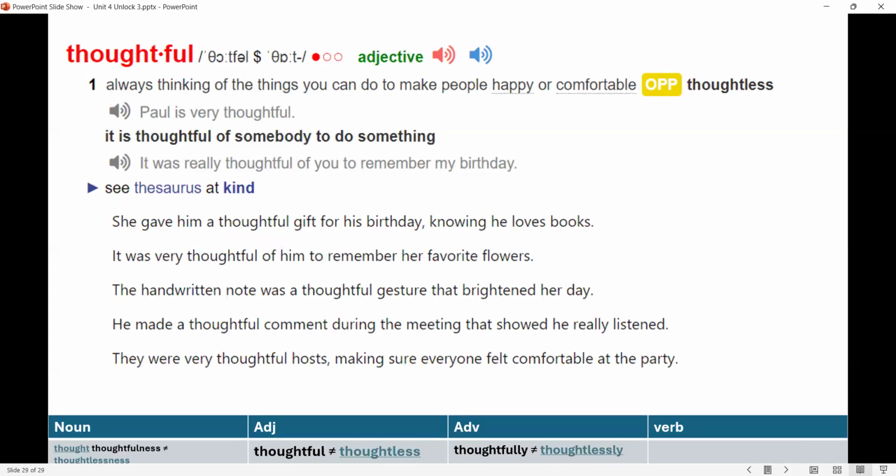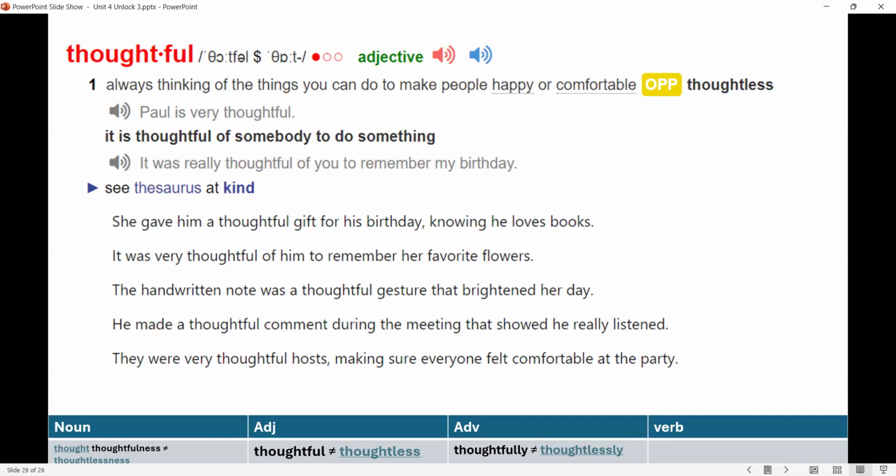Thoughtful. Thoughtful is the opposite of thoughtless. Thoughtful means always thinking of the things you can do to make people happy or comfortable. When somebody says you're thoughtful, they are actually giving you a compliment. They're saying a good thing about you. It means you care about others. You're kind and caring. If you're thoughtful, you're kind and caring.